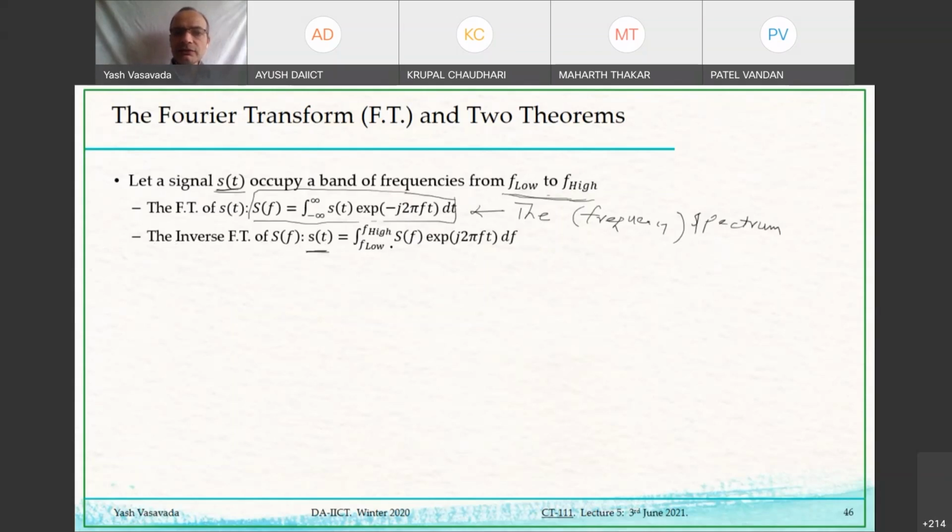So here we are given S of f, and then we multiply it by this exponential, and then we integrate it over f low to f high. This is sometimes called the synthesis operation. Synthesis. And this is sometimes called the analysis operation. Okay.